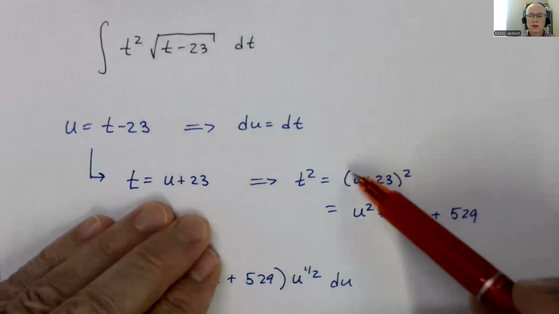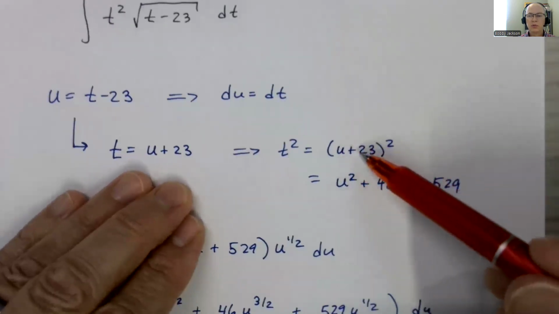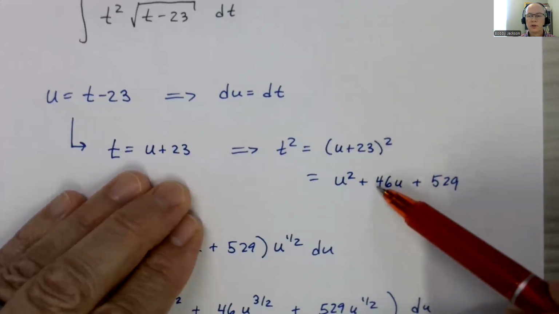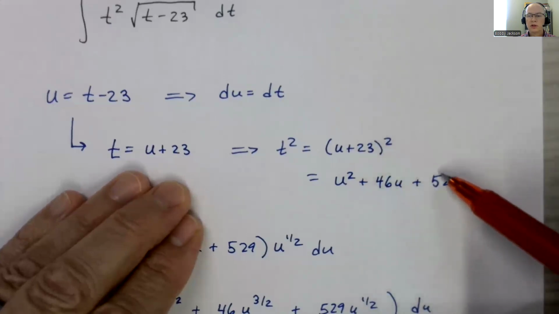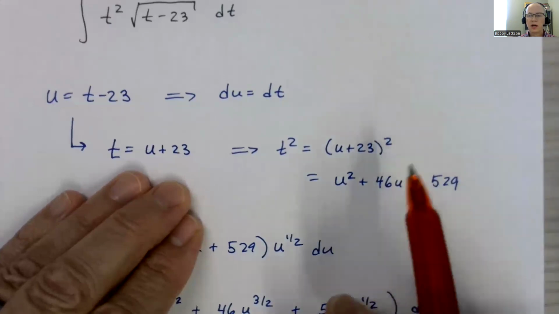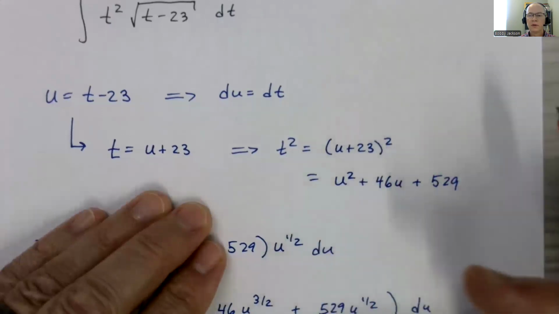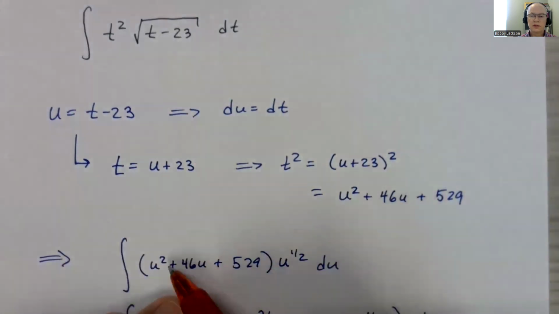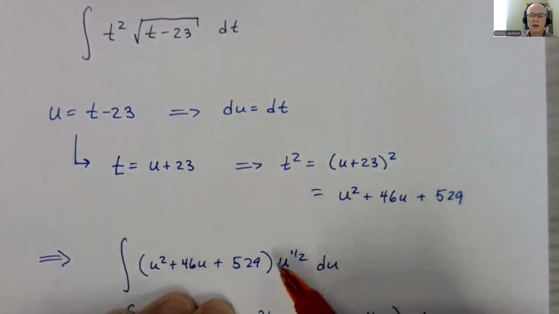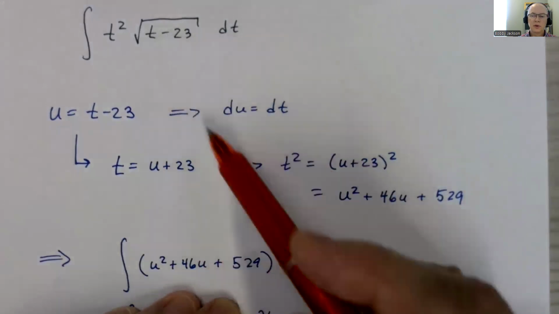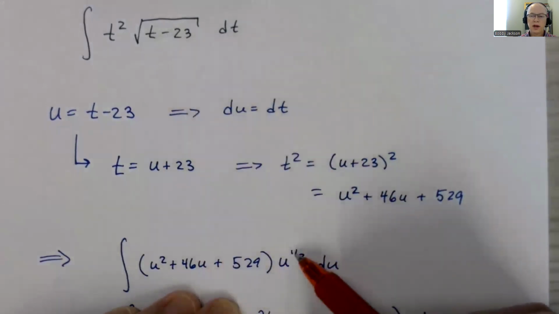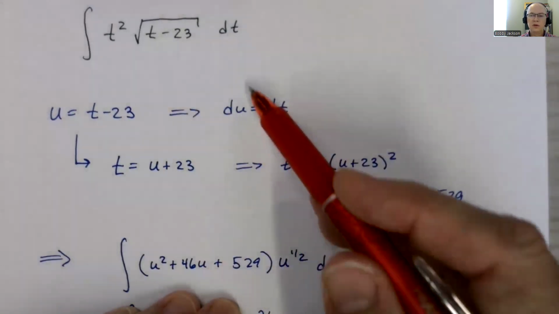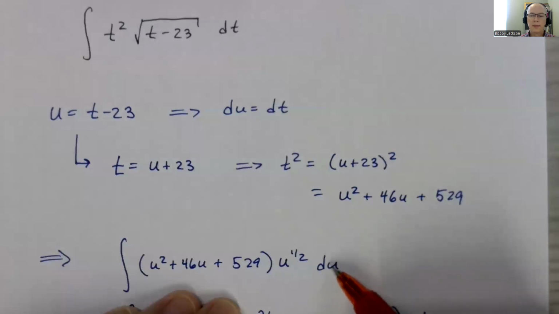Now I'm going to go ahead and expand that out, right? If I expand u plus 23 squared, I get u squared plus 46u plus 23 squared, which is 529. Okay, and so I'm going to replace t squared with this. All right, I just expanded. The square root of t minus 23 is the square root of u, or u to the 1/2. And as we said, the du and dt are equal this time.